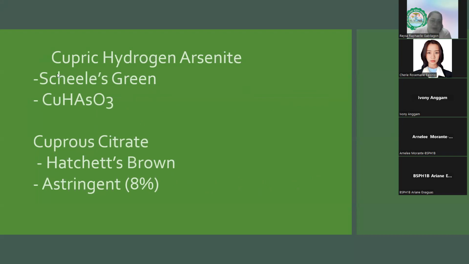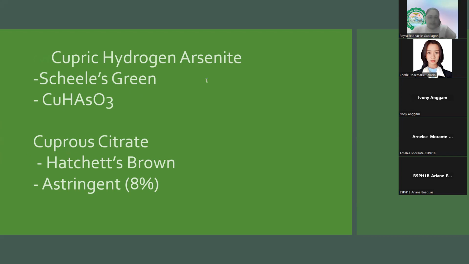Now, another one, we have here the cupric hydrogen arsenite, which is called naman the Scheele's green. Actually, cupric is the higher oxidation state. Kasi diba, it's cuprous if it's +1. But if it's +2, the higher oxidation state or the higher charge, we call it cupric. So the higher oxidation state, cupric siya, most likely the color is green. So we have Paris green and the Scheele's green.